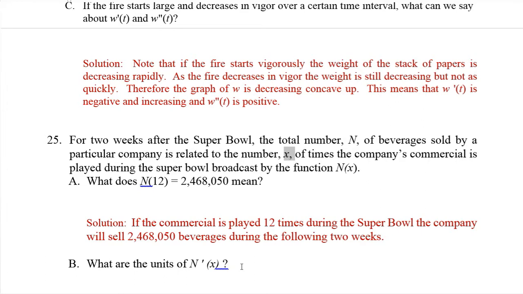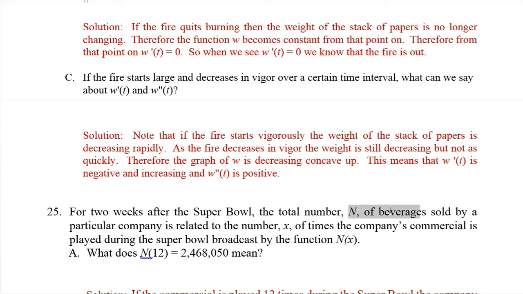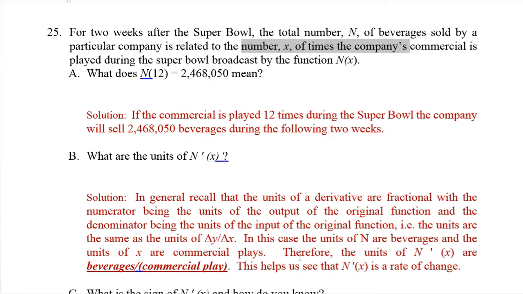Press pause now. Now, in general, units of the derivative are always fractional units. They're output units over input units. So it's units of N divided by units of X. Now, N is measured in number of beverages, and X is in terms of number of commercials. So it's beverages per commercial play, the number of beverages sold per times the commercial is played. And that unit alone helps you see that this actually is a rate of change in this context.